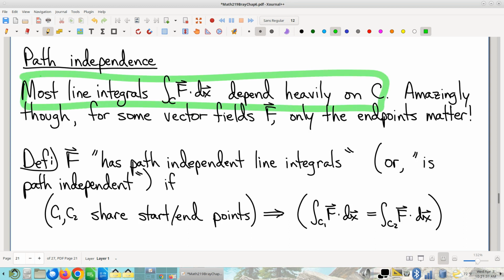If you're going to do a line integral on some curve, it depends pretty significantly on the curve. Well, of course it does, right? I mean, the curve is where you're evaluating the vector field. Its direction is wrapped up inside of what the dx vector is. Everything in this computation depends very strongly on what curve you're talking about.